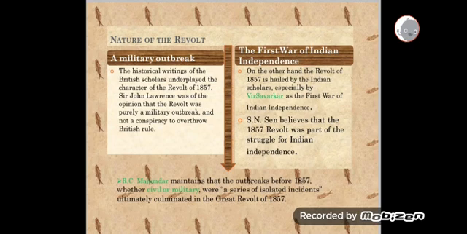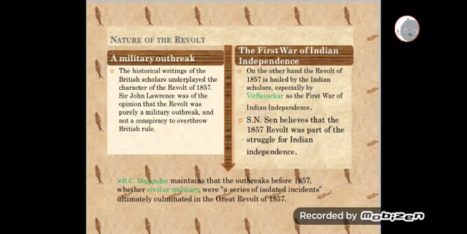Now, we try to understand the nature of the revolt of 1857. There are two views of its nature. One is that it was a military outbreak and the other is that it was the first war of Indian independence. The historical writing of British scholars underplayed the character of the revolt of 1857.